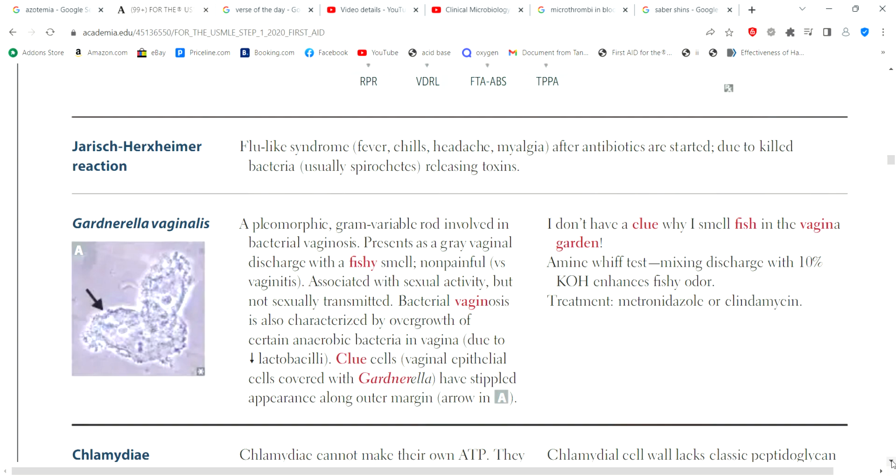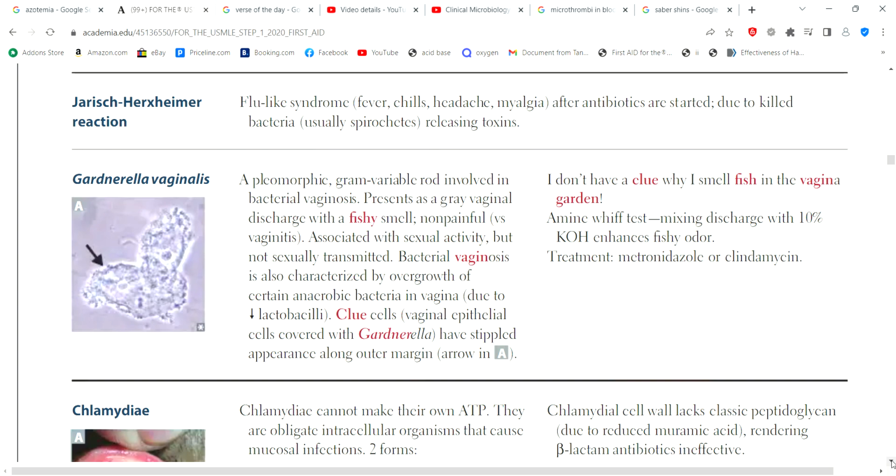Next we're going to go into Gardnerella vaginalis. Gardnerella vaginalis is a pleomorphic gram-variable rod involved in bacterial vaginosis. It presents as a gray vaginal discharge with a fishy smell. It's not painful, versus vaginitis, which is painful. Gardnerella vaginalis is associated with sexual activity but not sexually transmitted.